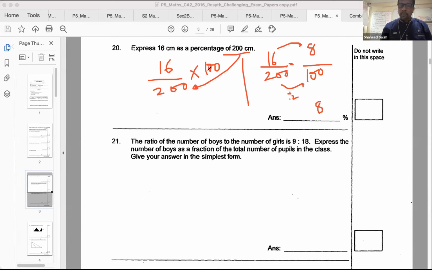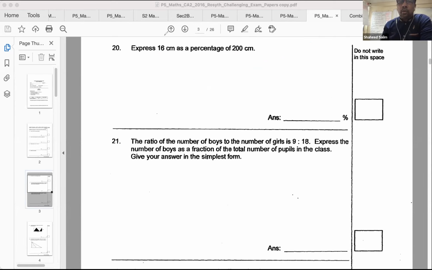Or you can use this side. Cancel 1, cancel 2, cancel 1, cancel 2. 16 divided by 2 is 8. So first you need to understand this language. You see what sort of language this is? Okay, so we've got to understand this language.